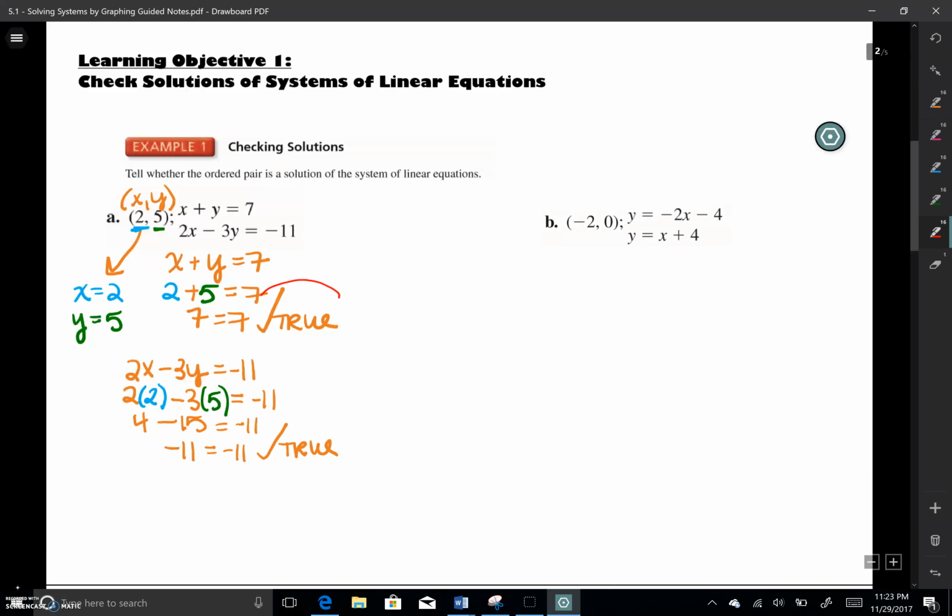So since I have two true statements, one for each equation, my final answer is going to be the statement (2, 5) is a solution to the system.